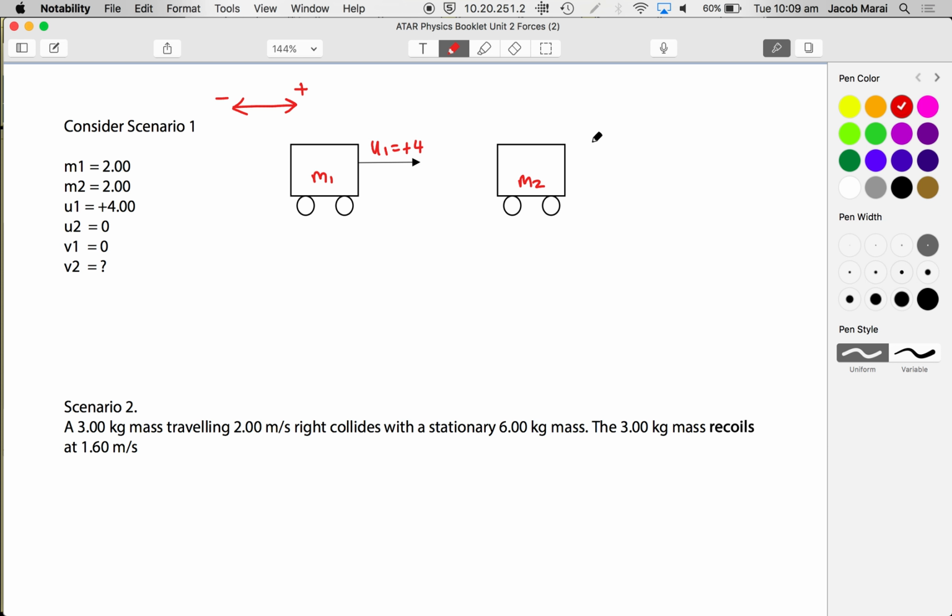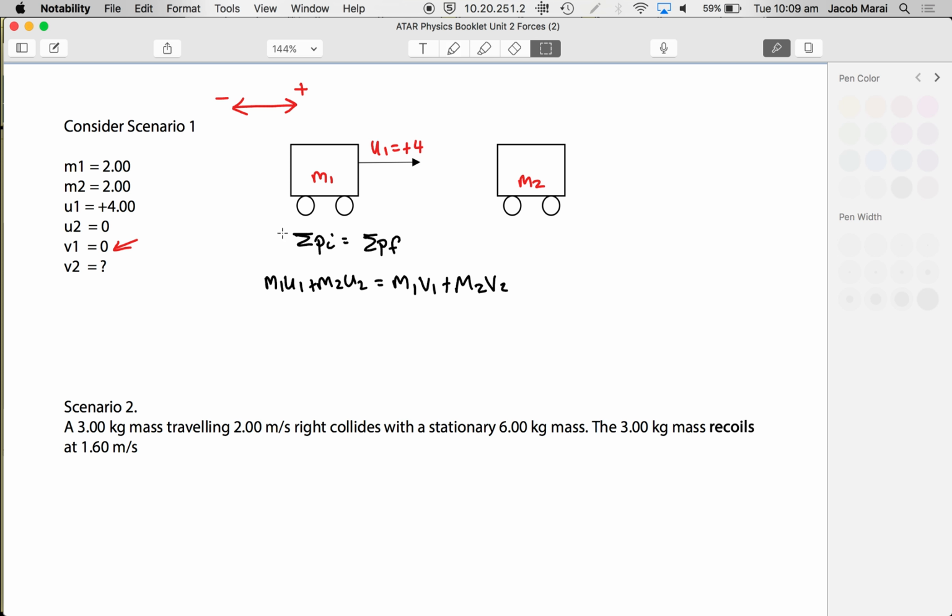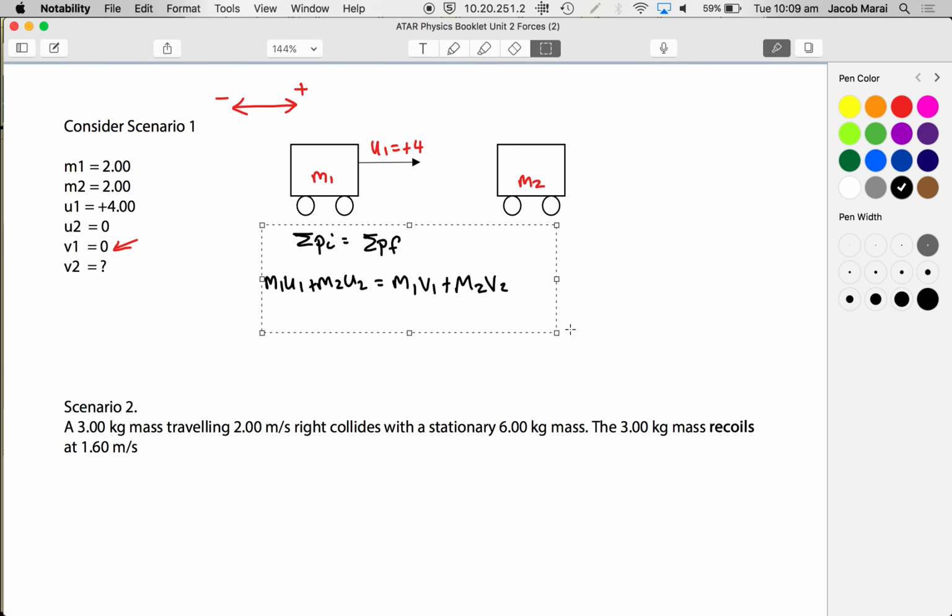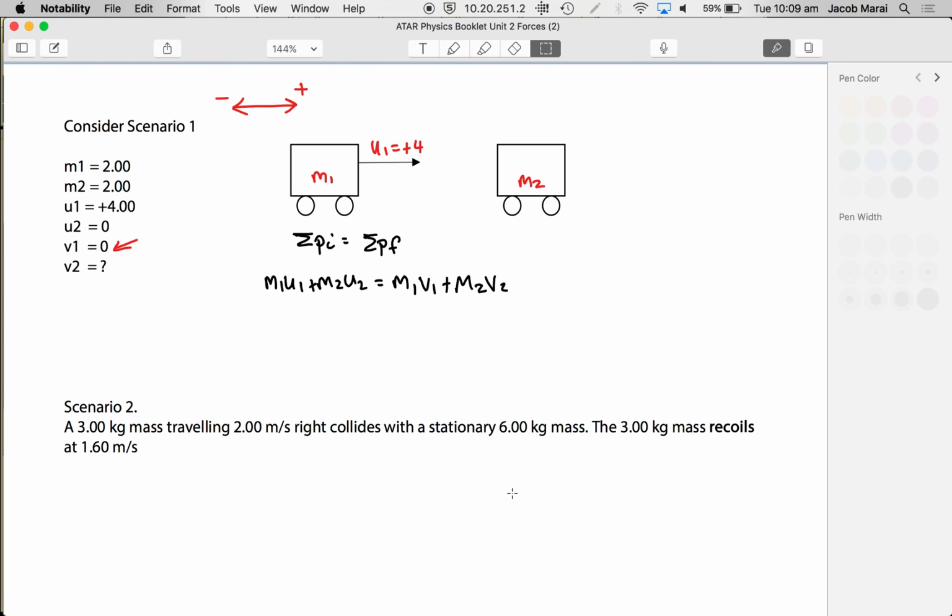Now, this one's a really easy one. This is the billiard ball example, where all of the momentum is in the first mass and all of the momentum is transferred to the second mass. We're told V1 is stationary. However, let's write everything down. Sum of momentum initial equals sum of momentum final. M1U1 plus M2U2 equals M1V1 plus M2V2. I'm going to copy and paste that because we're going to write that for every single scenario.